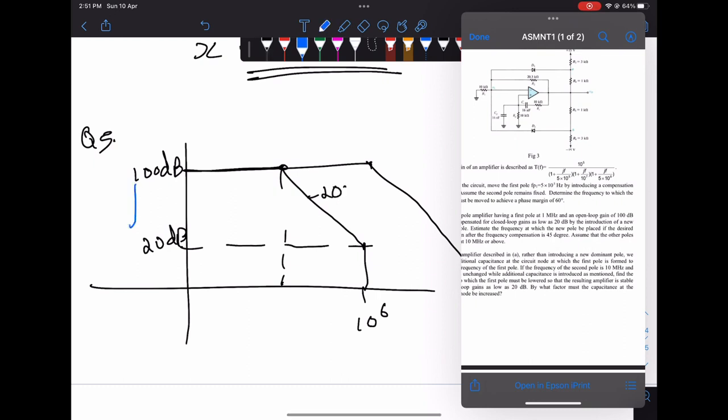So 4 decades should be there, which means for 10 to the power 6, the first pole should be at 10 to the power 2. From 10 to the power 2 to 10 to the power 3, 20 dB will decrease, and from 10 to the power 3 to 4, another 20 dB, and so on. So it should take 10 to the power 4 times for decreasing from 100 to 20. That's the idea.